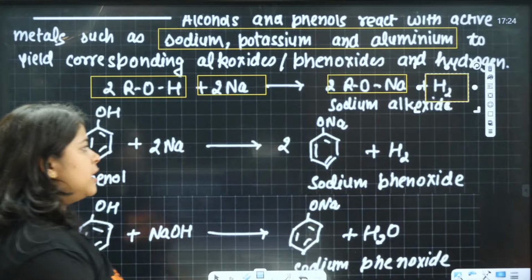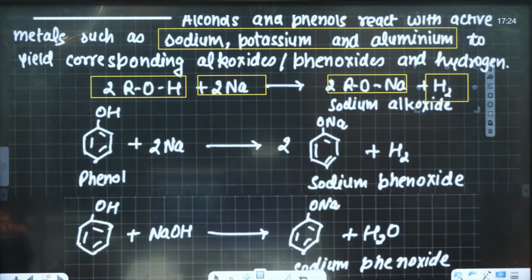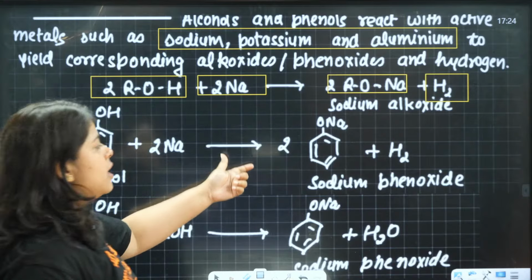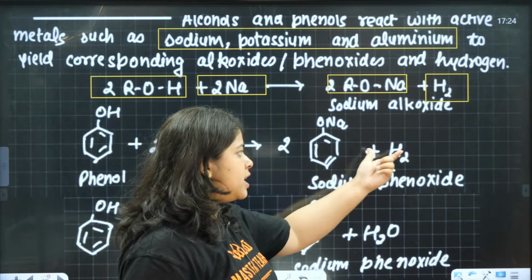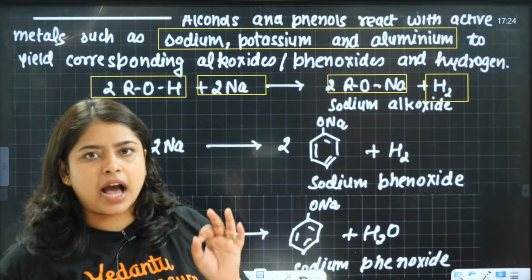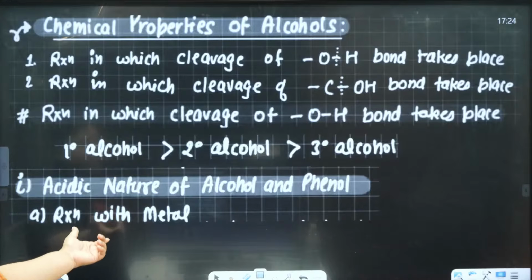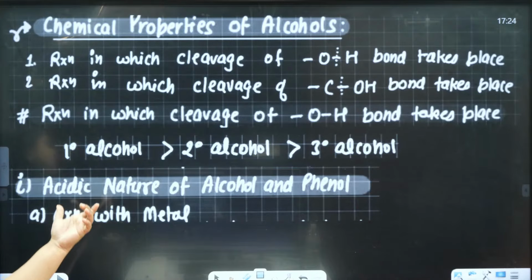Clear? Sodium alkoxide plus H2. The same happens with phenol. Phenol reacts with 2Na to give sodium phenoxide plus H2. This is how the reaction with a metal happens, showing the acidic nature of alcohols and phenols.